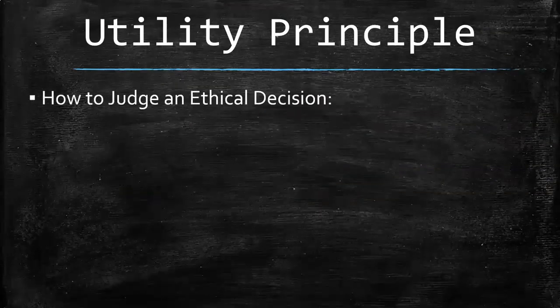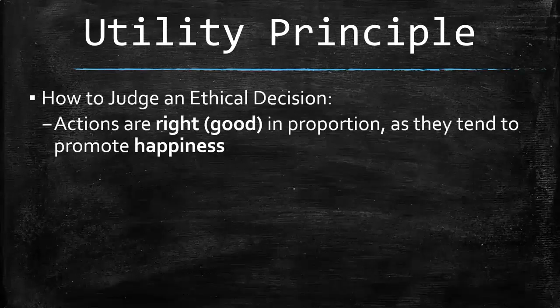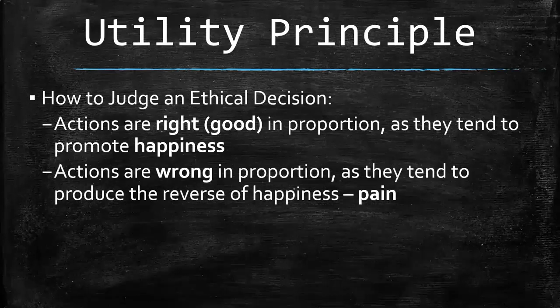Now, the utility principle. How do we judge an ethical decision? Again, things are right, good, or permissible as they tend to promote happiness. So as happiness increases, it's more likely that the action is good. The opposite is also true. It's increasingly likely to be wrong if it creates the reverse of happiness, which is pain.